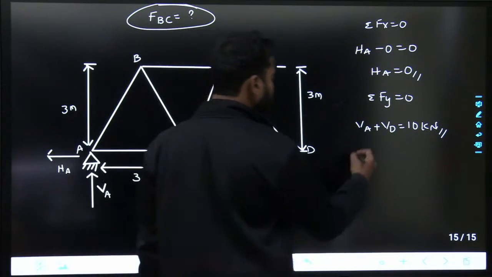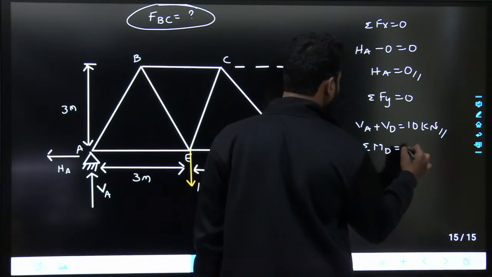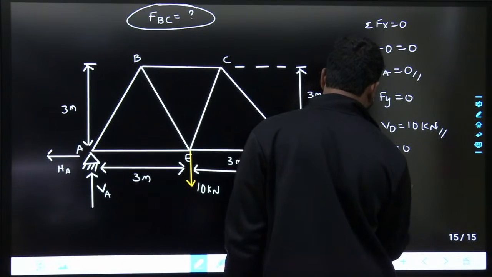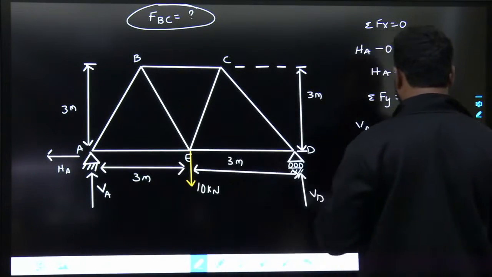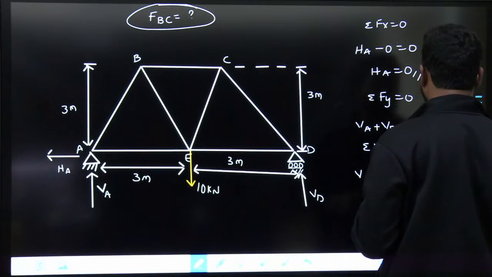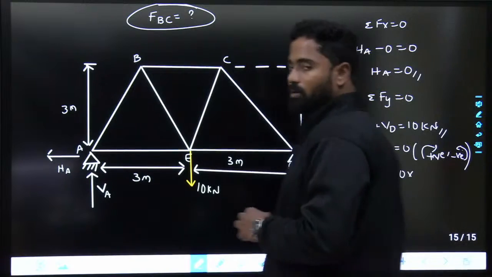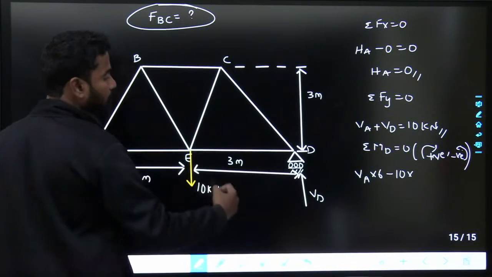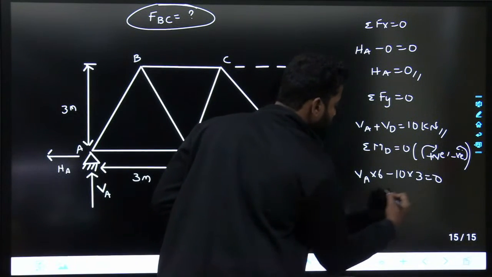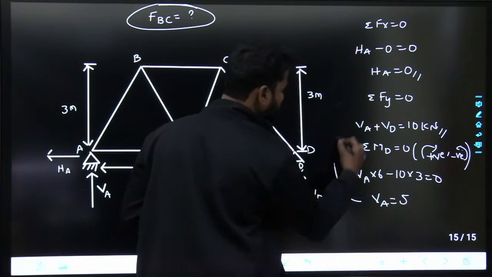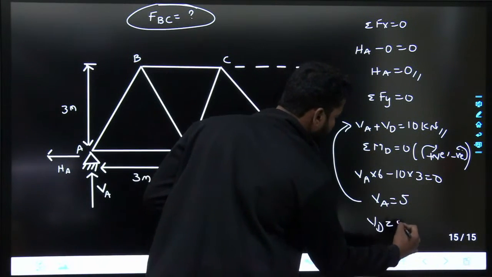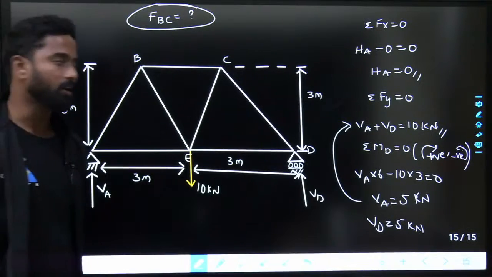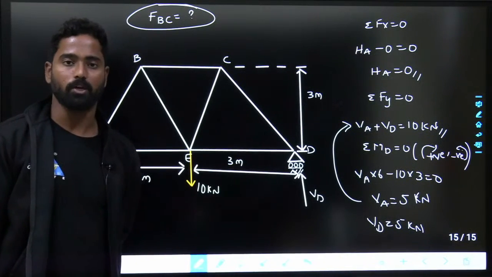If I take summation of moments about D equals to 0, I am taking clockwise positive, anti-clockwise negative. Va into 6 minus 10 into 3, which is anti-clockwise, equals to 0, so Va equals to 5. If I substitute it here, Vd also I will get as 5 kilonewtons. Both are 5 kilonewtons.